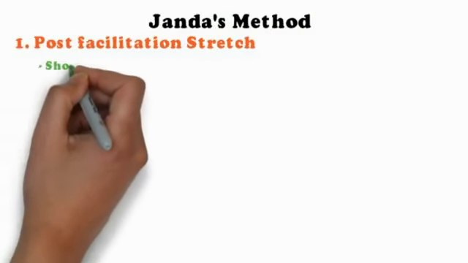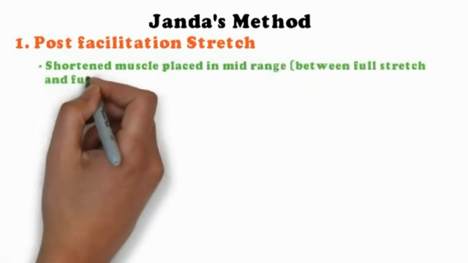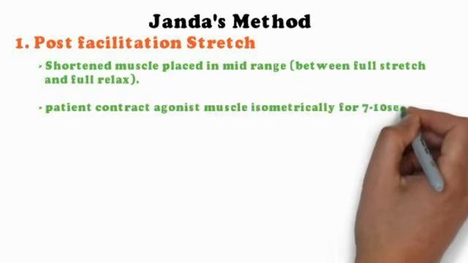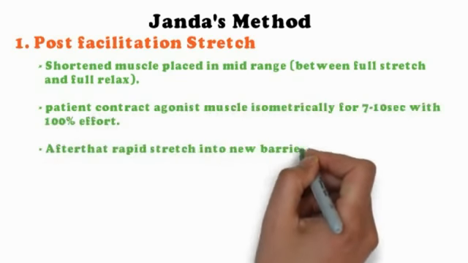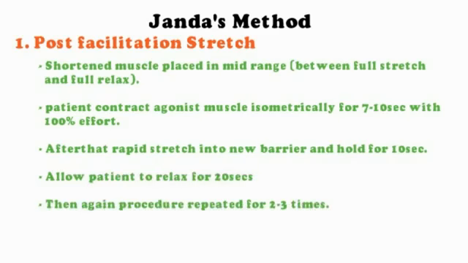Whereas in Janda's method, that is post-facilitation stretch, the shortened muscle is placed in the mid-range, that is between the full stretch and full relax. Ask the patient to contract the agonist muscle isometrically for 7 to 10 seconds with 100% effort. Then perform the rapid stretch into a new barrier and hold for 10 seconds. Later, allow the patient to relax for 20 seconds and then the procedure is repeated 2 to 3 times.